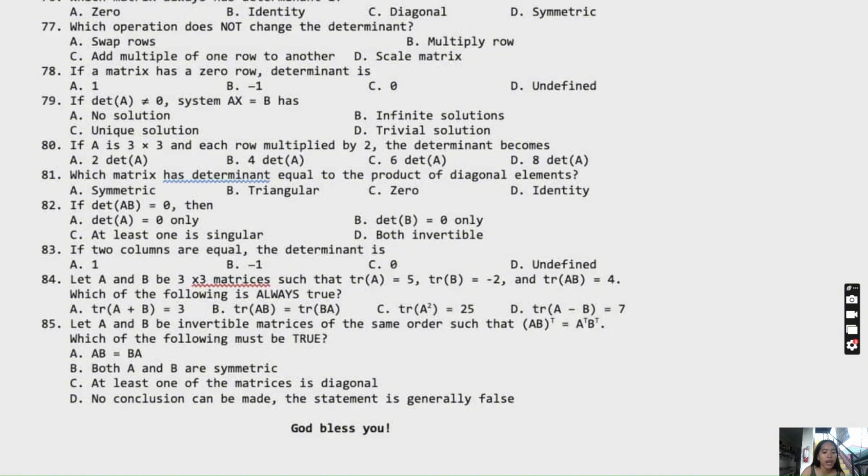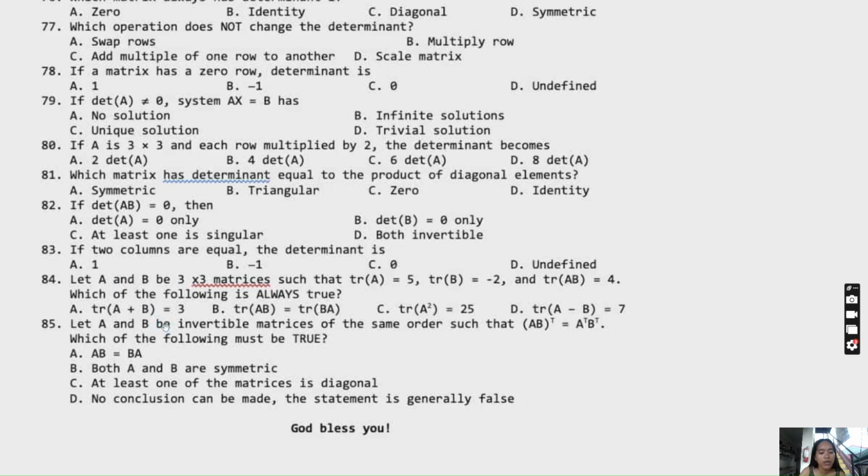So down to number 81. Which matrix has determinant equal to the product of diagonal elements? The correct answer is letter B, triangular. For any triangular matrix, whether upper triangular or lower triangular, the determinant is equal to the product of its diagonal entries. So if the matrix is triangular, we can find the determinant very easily by multiplying the diagonal values. So that's why the answer is letter B. So let's proceed to number 82.